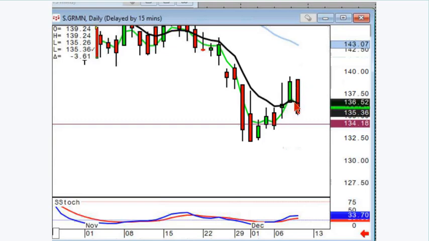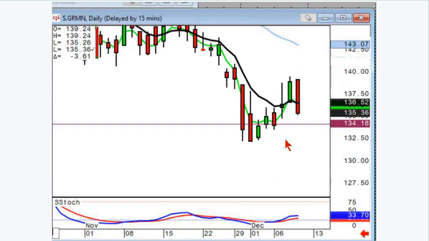So what told you this one failed? When they came back below the T line. It didn't, all right.